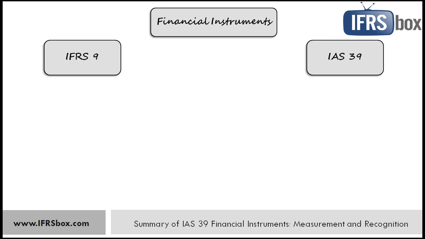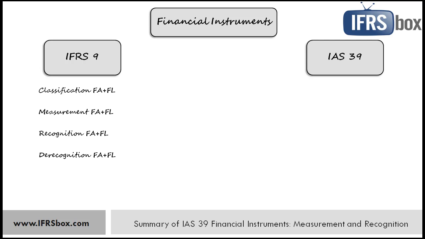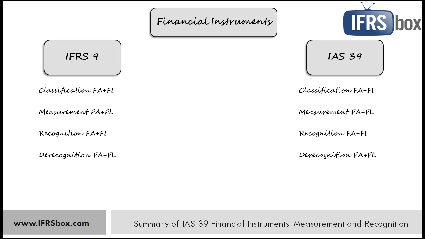IFRS 9 currently contains new rules for classification, measurement, recognition, and derecognition of financial assets and financial liabilities. The old standard IAS 39, which is still in place, contains these old rules for the same items as IFRS 9, plus rules for impairment of financial assets and hedge accounting, just mentioning the biggest things.